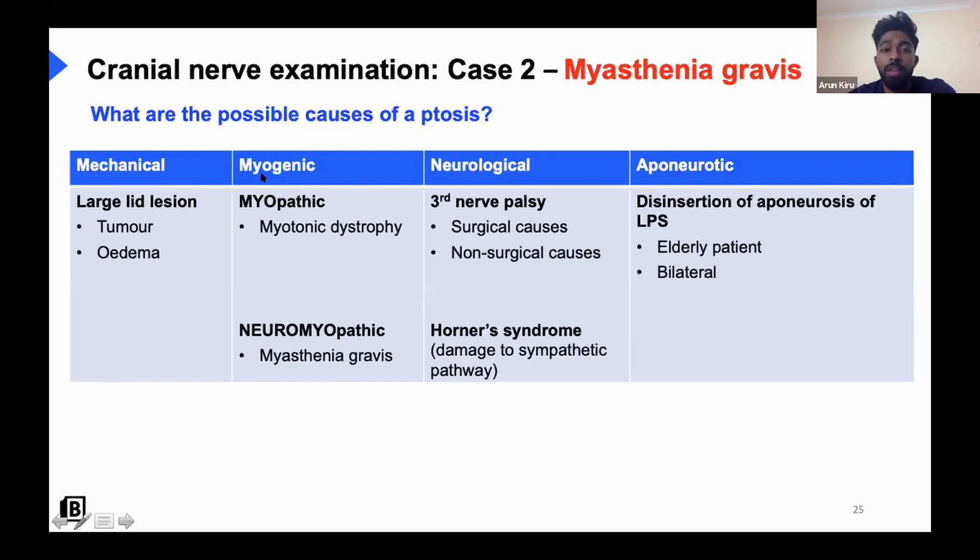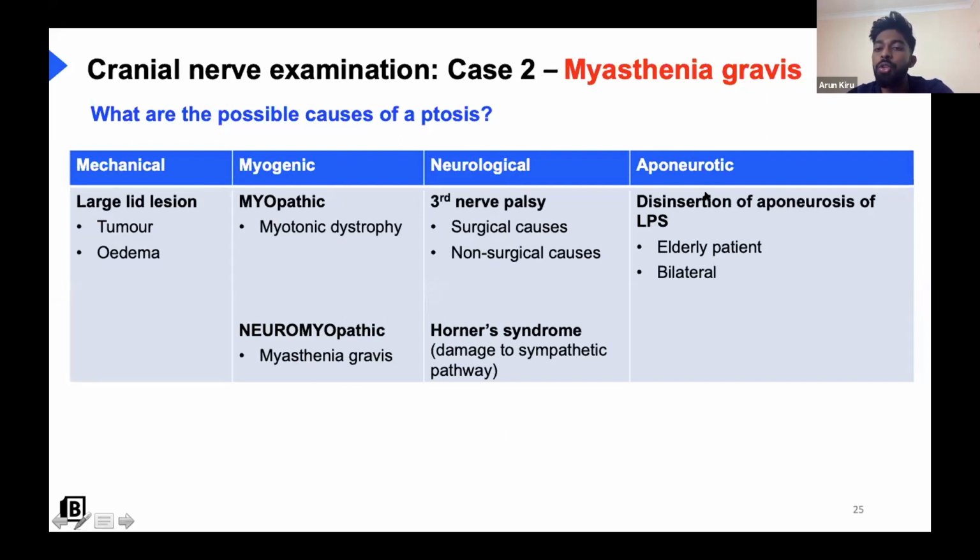So myogenic can be subclassified into myopathic diseases, such as myotonic dystrophy, or neuromyopathic causes. So that's when the nerve to the muscles is affected, or not the nerve, but neurological causes such as myasthenia gravis. And we'll see why that's a neuromuscular junction problem. Myasthenia gravis, we've got antibodies to basically the channels there. So neuromyopathic causes such as myasthenia gravis. Neurological causes which do affect the nerve, a third nerve palsy, which has lots of causes such as MS or microvascular causes, and a Horner syndrome, which is damage to our sympathetic pathway.